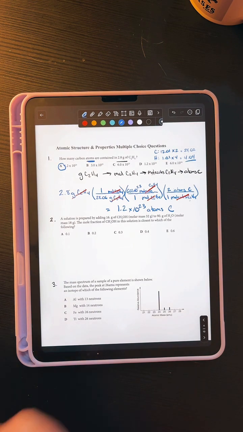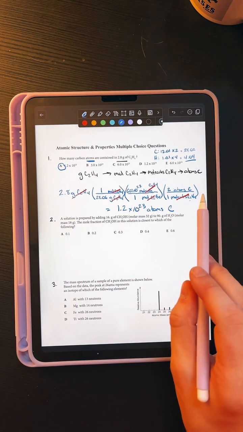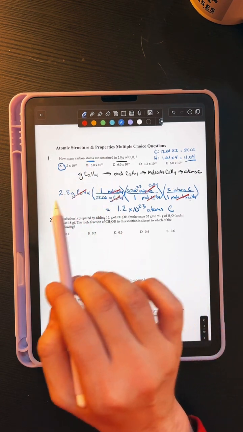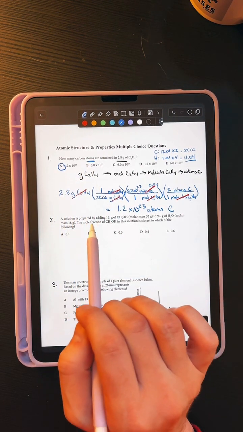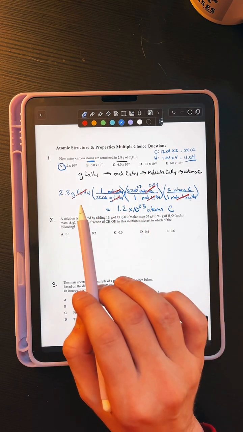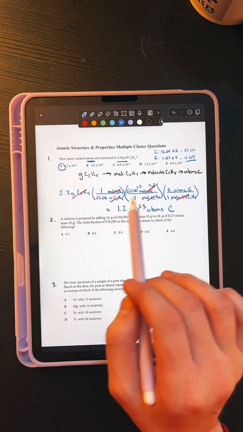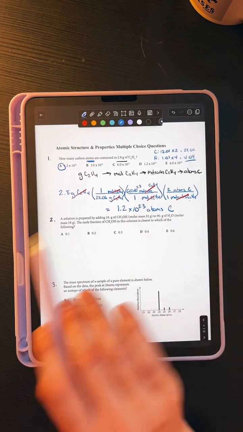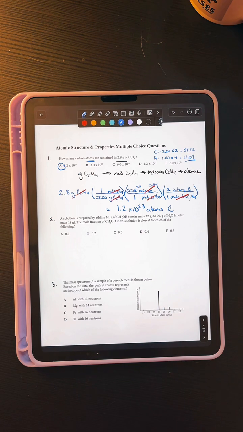A lot of teachers will not teach dimensional analysis like this. They will teach you, okay, you have to go from grams to moles, you divide by the molar mass, and you get an answer. Then you want to go from moles to molecules, you multiply by Avogadro's number, and you get an answer. And then you'll have to figure out atoms from there. You'll have to do another thing.